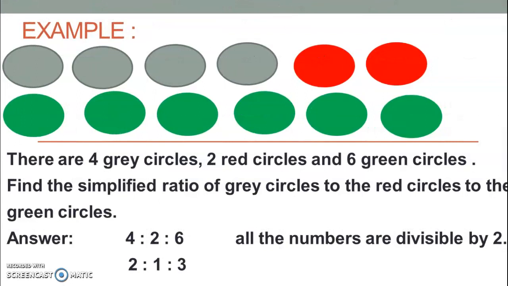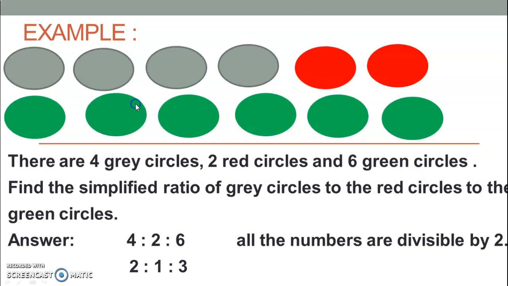For example, there are 4 gray circles, as you can count on the screen, 1, 2, 3 and 4, and 2 red circles, 1 and 2, and 6 green circles, 1, 2, 3, 4, 5 and 6. Find the simplified ratio of gray circles to red circles to green circles. So first of all you have to write the ratio. Gray circles are asked first, so you will write how many gray circles there are. 4 gray circles are there.